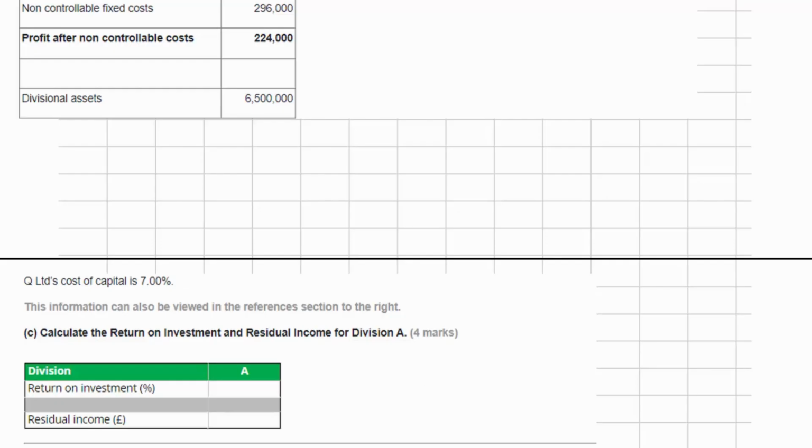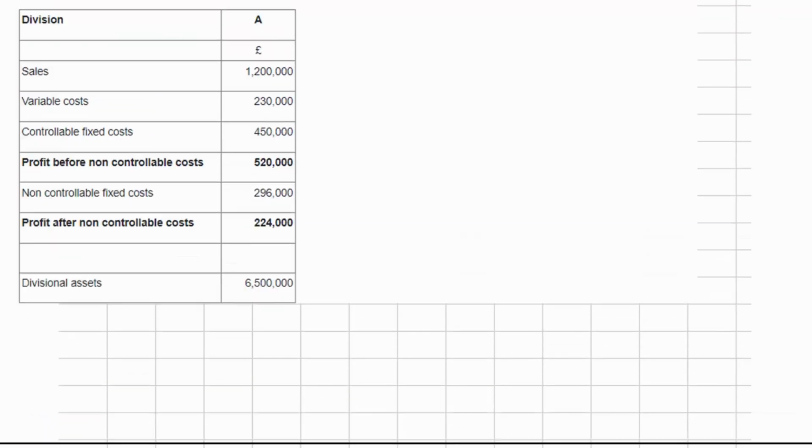So let's think about this return on investment first of all. What is our profit? How much profit have we made? Well, we've got two profit figures given to us. We've got the profit before non-controllable costs and then the profit after non-controllable costs. So which of these is going to be relevant for us? Well, we want to decide how well this division is performing, and if it's performing well, then that's going to be a good thing.